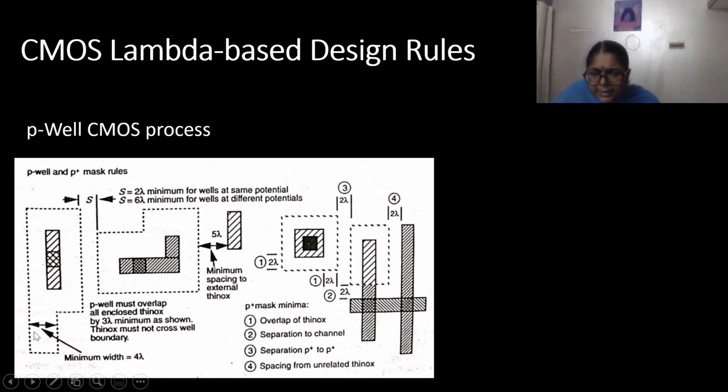Similarly, you can see here the P well minimum width is 4 lambda. It must overlap all enclosed thin arcs by 3 lambda minimum. Spacing between two P wells is 2 lambda minimum for wells at the same potential and 6 lambda minimum for wells at different potential. And minimum spacing to external thin arcs is 5 lambda. And you can see here the spacing between the P well and polysilicon is 2 lambda.